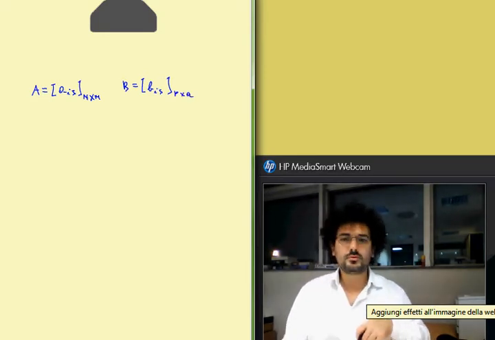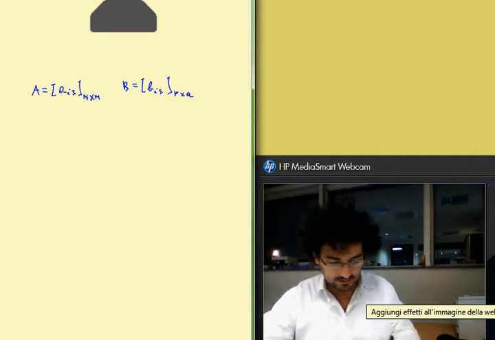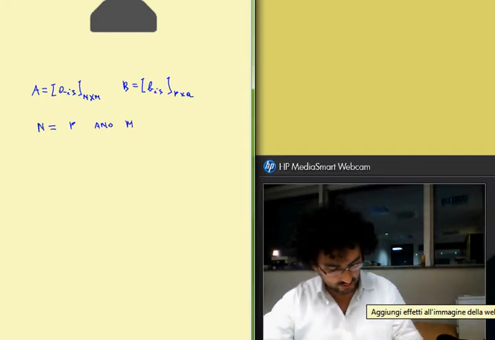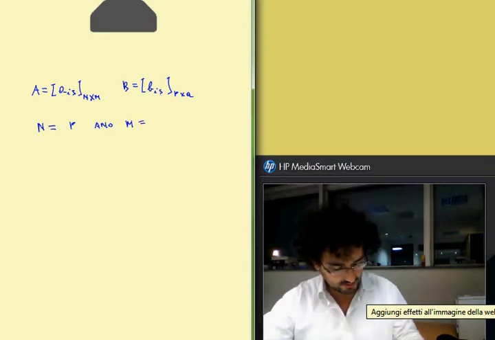If you want to compute the sum of these two matrices, what is required is that the number of rows of matrix A must be equal to the number of rows of matrix B, which is p, and the number of columns of matrix A must be equal to the number of columns of matrix B.